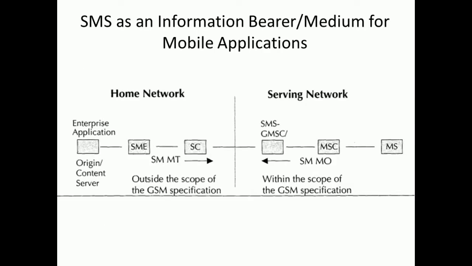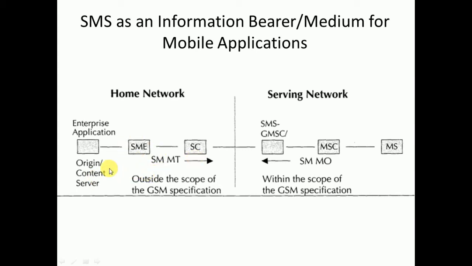In this picture, we can see the SMS as an information bearer or medium for mobile applications. We have two networks. One is the home network and the other is the serving network. In the home network, we can see the origin content server that resides in the enterprise. The origin or content server is connected to the SC through the SME.